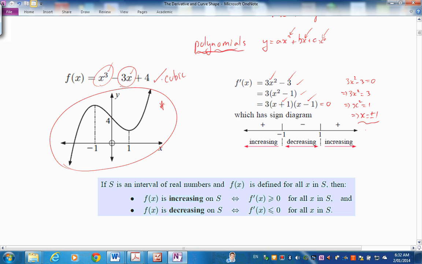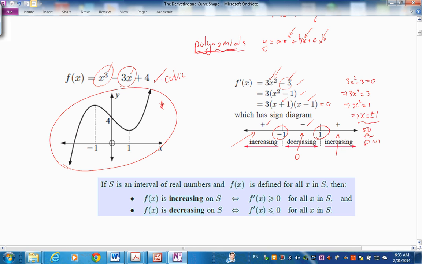So on our sign diagram for the derivative, we have 2 zero positions for the slope of the tangent, or for the derivative, negative 1 and 1. Let's sub in from this side. Sub in, let's say, negative 2 back in the function, and you'll get a positive. Sub in something from this region, sub in 0, you'll get negative 3, that'll be a negative.